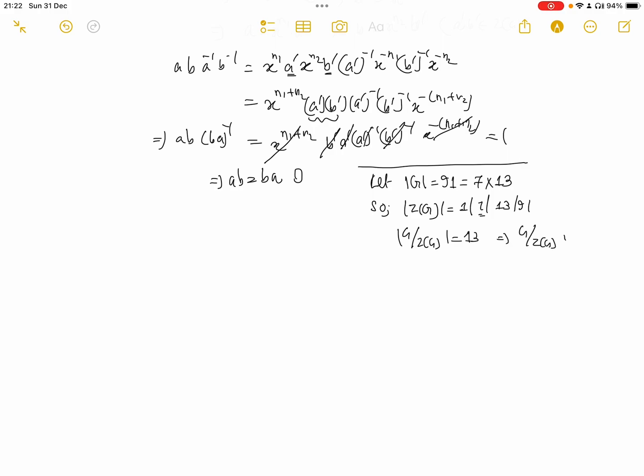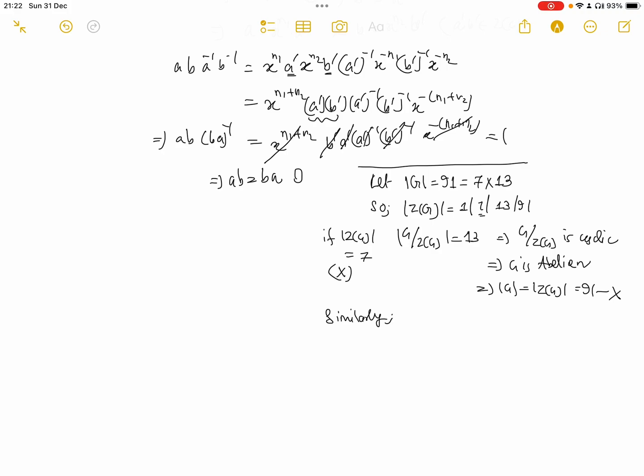So it means that this is cyclic because the order is a prime number. But this means G is abelian by this application. And this means the order of G is the order of the center, which is 91. But that is false because we assumed that the order of the center is 7. So this cannot occur. Similarly, the order of the center cannot be 13 because then you can replace everything by 7.